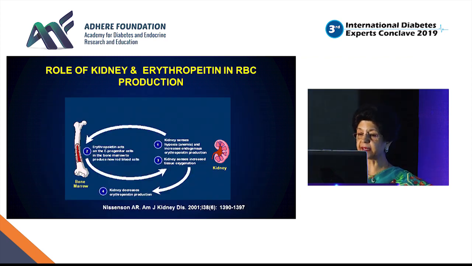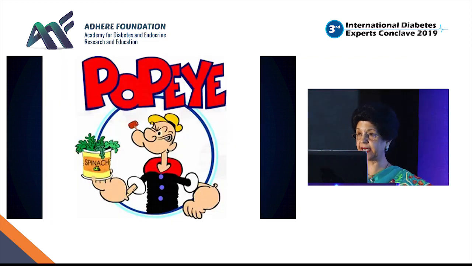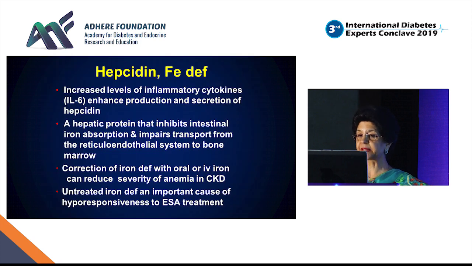The role of the kidney, in patients with CKD, the kidneys are unable to produce sufficient erythropoietin to stimulate adequate erythropoiesis. So what are the essential ingredients? Those of us who have grown up reading comics, we know about Popeye, who used to have a good diet of spinach. A little word about hepcidin.